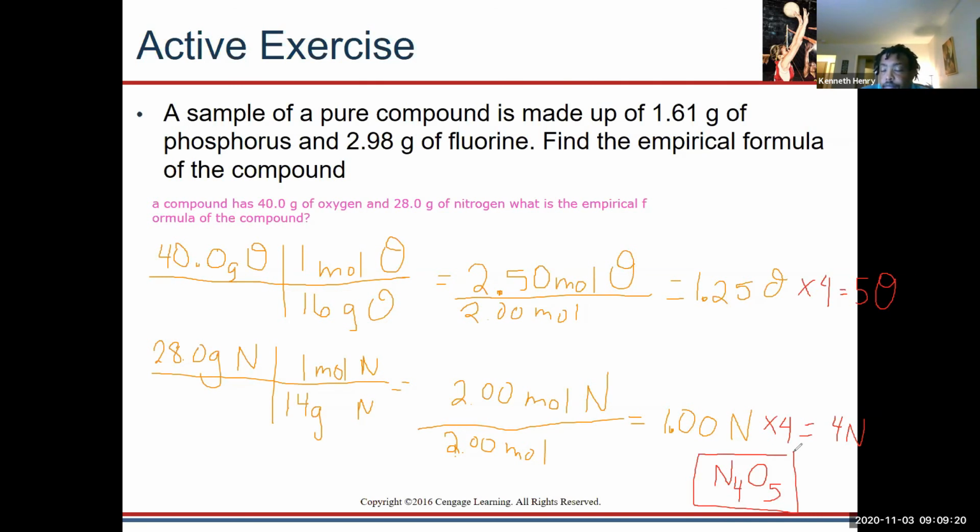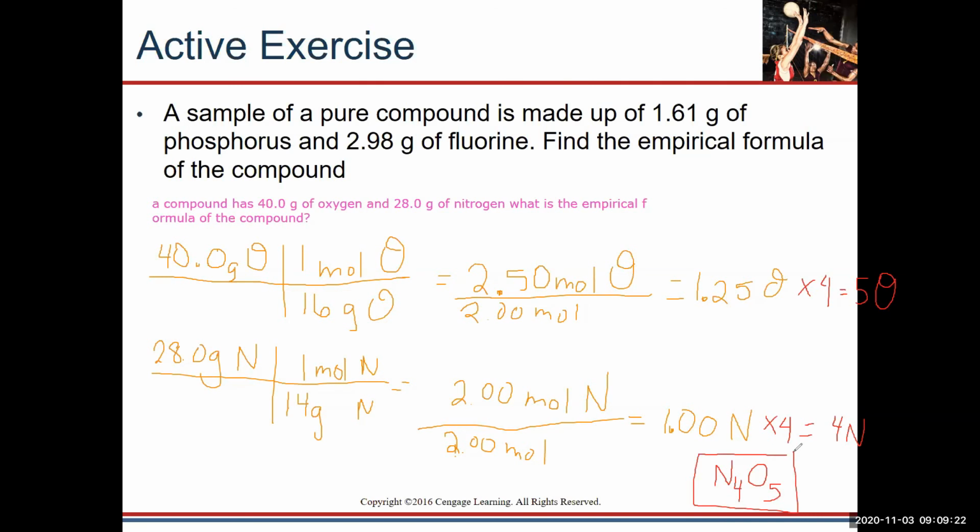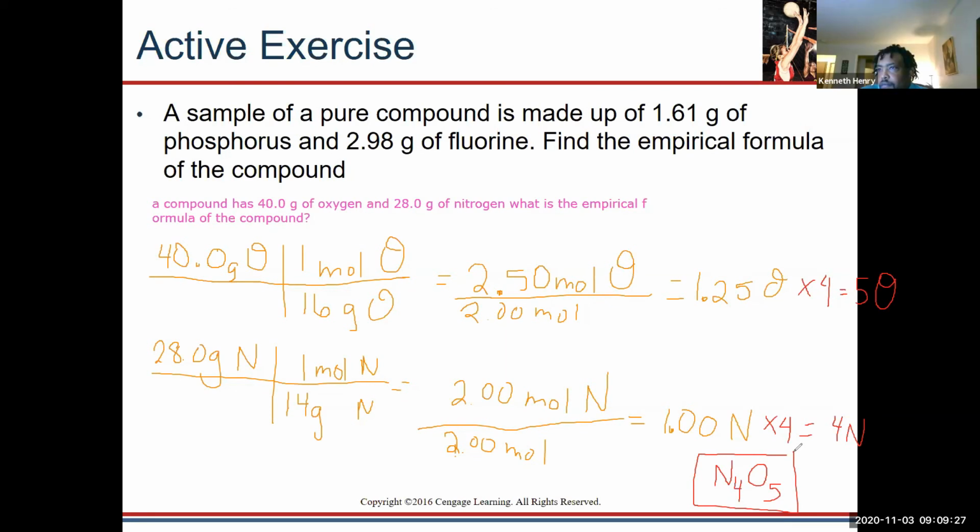Piece of cake? Yeah. Yes. Okay. So let's move on.